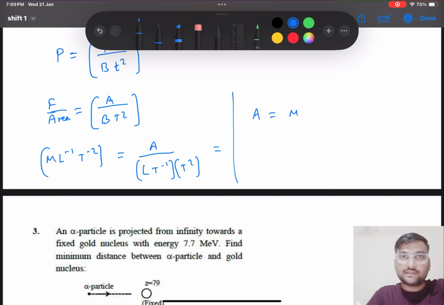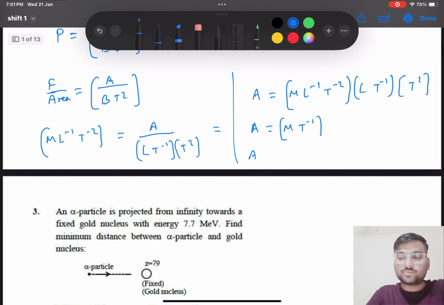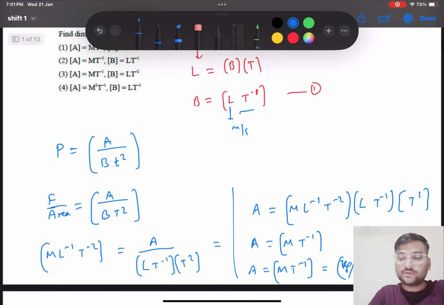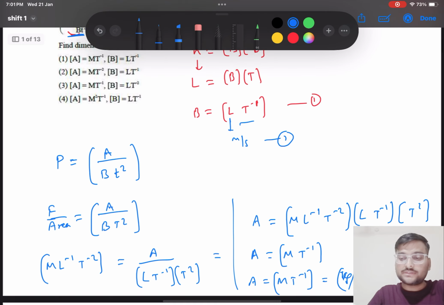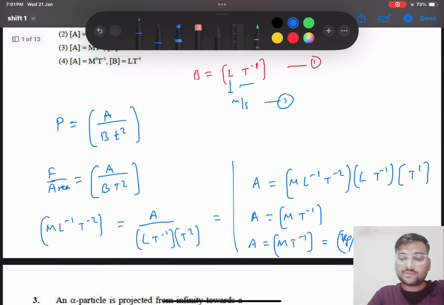So the dimension of a will be M L minus 1 t power minus 2 divided by L t power minus 1 into t power 2. So we can say that a becomes M into t power minus 1, that is kg per second, and the dimension of b is meter per second.